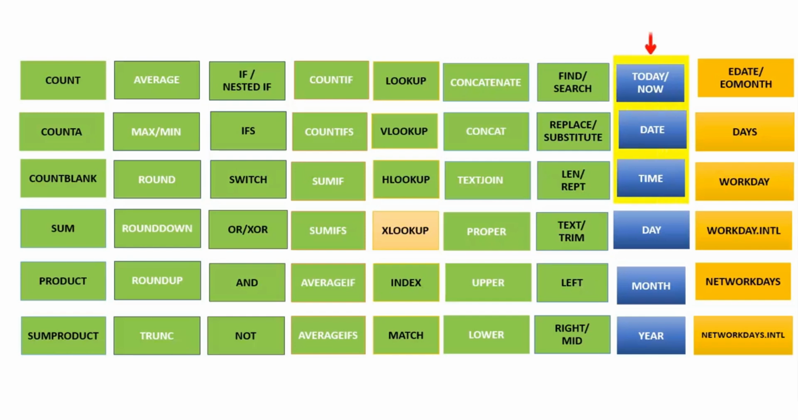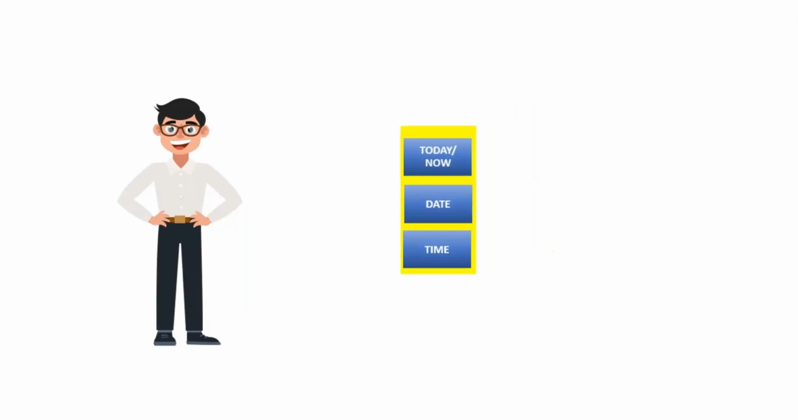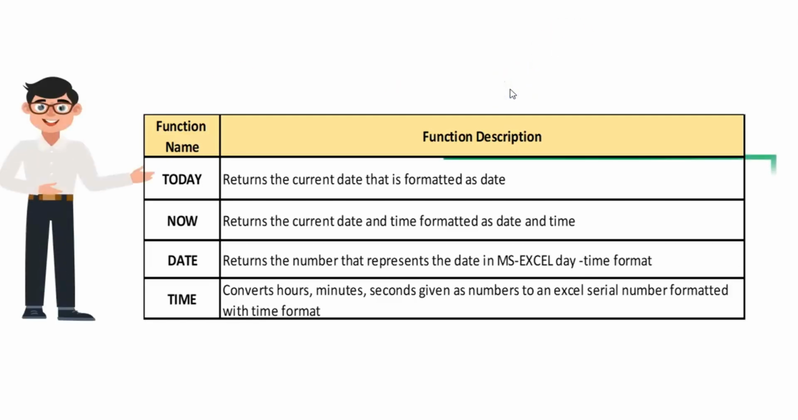The functions in the yellow box, which are today, now, date and time, will be discussed in this session. This session covers functions that are essential for building date time dependent dynamic dashboards and KPIs. Let us now discuss the function description of each function, starting with function today. It returns the current system date that is formatted as date.